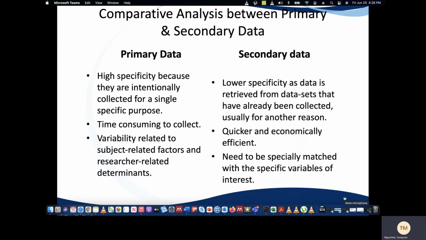The primary data option, by virtue of you having to run through all the protocols of interviewing a single person at a time, the primary data source is time consuming to collect. Secondary data, of course, is much quicker and economically efficient.